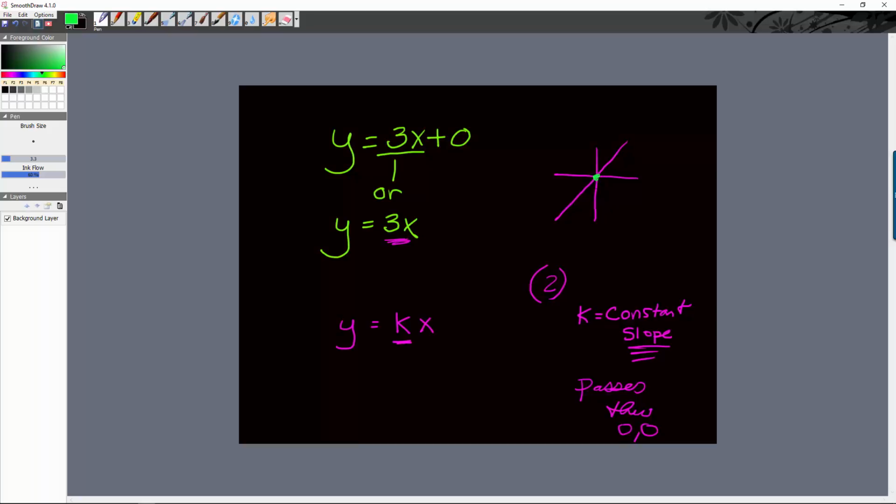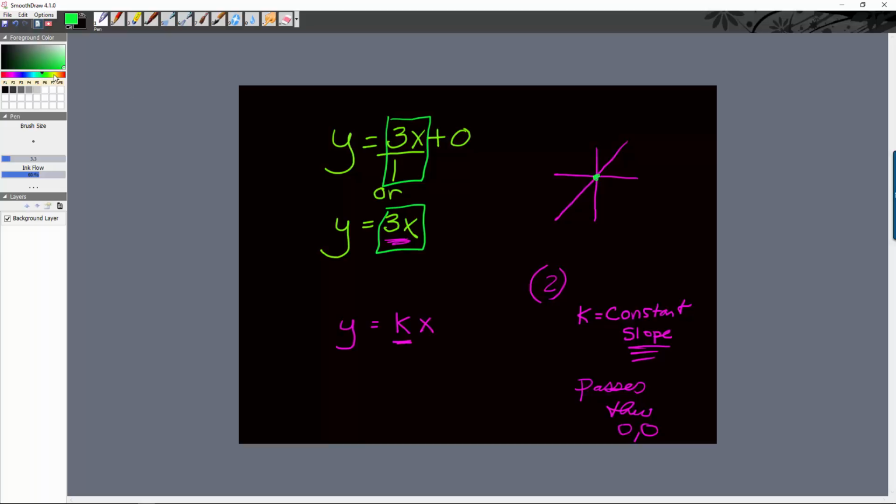So let's just give an example of what this looks like. First of all, these right here are examples of direct variation. And again, the reason why is that it has a slope, either 3 over 1 or 3, meaning the same thing. And there's no starting point.